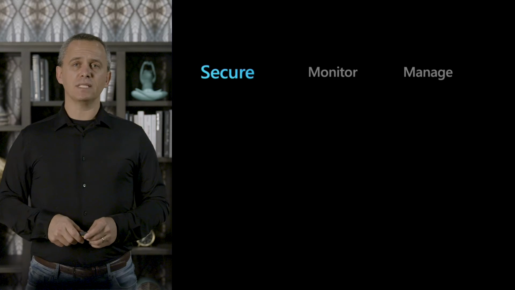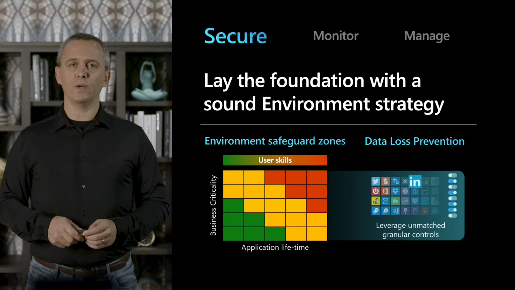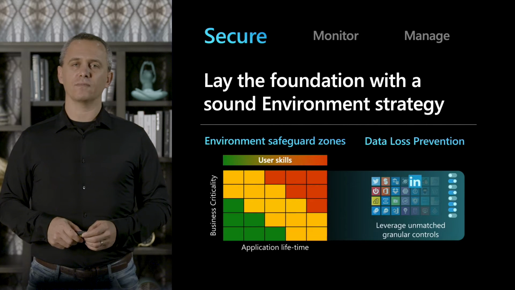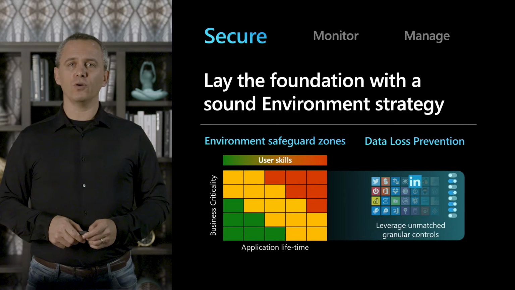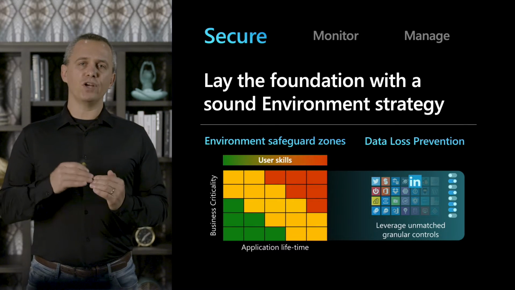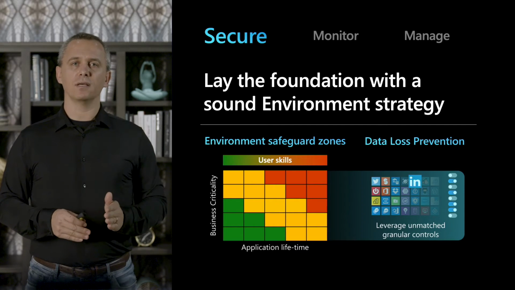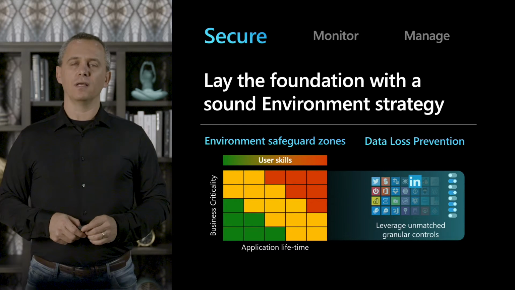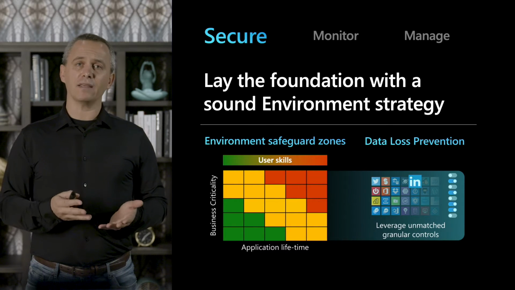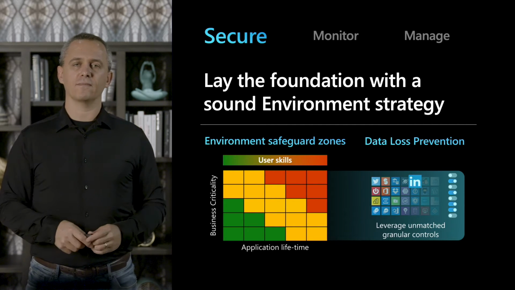An early investment in a sound environment strategy will win you some peace of mind later. You can use this zoning model to guide your environment strategy. Differentiate your Power Platform solutions on these two dimensions: the business criticality and the lifetime of the application. For training purposes or hackathons, you will build environments in the green zone at the bottom left.